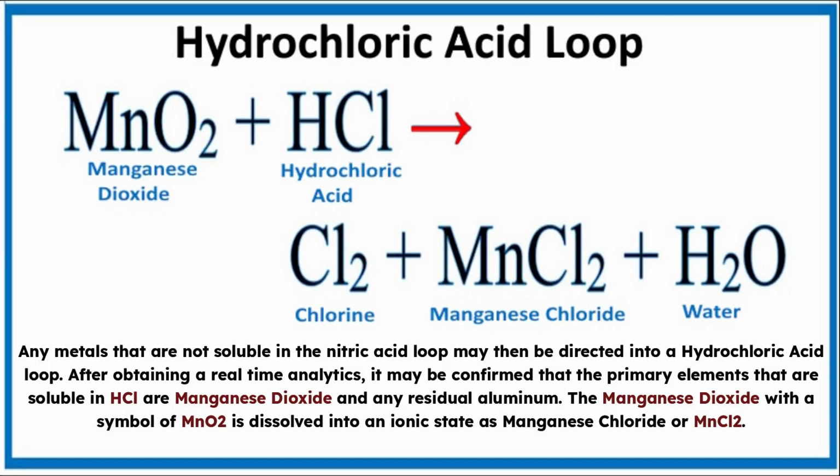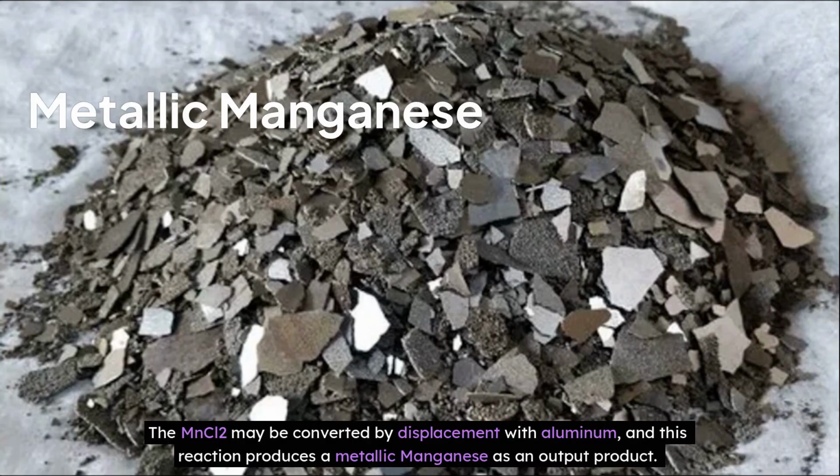After obtaining a real-time analytics, it may be confirmed that the primary elements that are soluble in HCl are manganese dioxide and any residual aluminum. The manganese dioxide with a symbol of MnO2 is dissolved into an ionic state as manganese chloride or MnCl2. The MnCl2 may be converted by displacement with aluminum, and this reaction produces a metallic manganese as an output product.